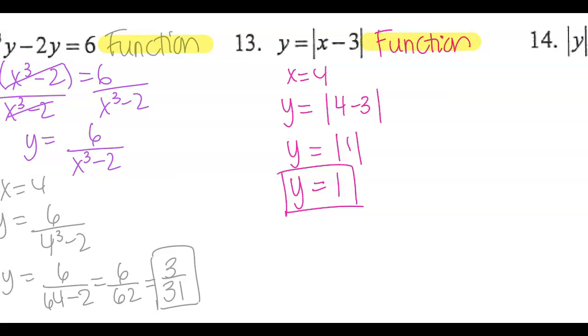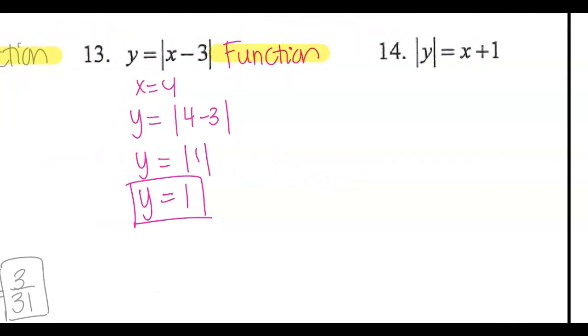Number 14 is a little different. For number 14, this one is already having your y value isolated, which is good, but that absolute value is really throwing me off. Okay, so let's just take x equals 4 and substitute it in. So the absolute value of y is going to equal 4 plus 1. Okay, so 4 plus 1 is the absolute value of y, and 4 plus 1 is 5. Is this going to be a function? Okay, well, let me refresh your memory with something.